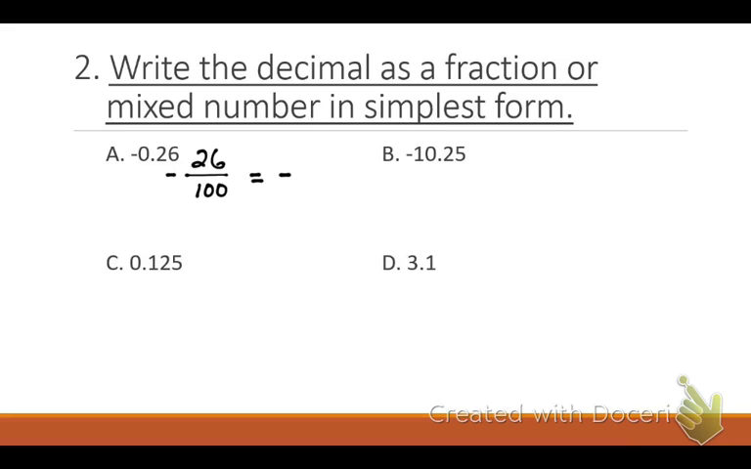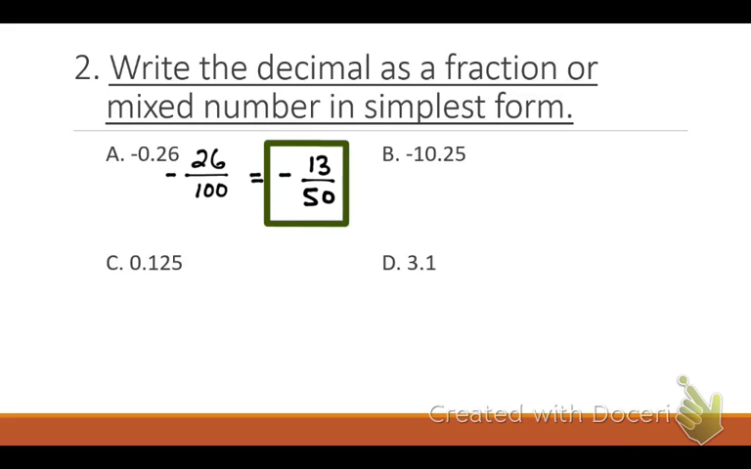What is half of 26? What is it? 13. Very good. What is half of my denominator, 100? 50. Now if I'm looking at the end numbers, are both of those even numbers? No, they're not. Is there anything that can go into a 13 that can also go into a 50? No, there is not. So this is my final answer, negative 13/50ths. So basically what that means is negative 0.26 means the same thing as negative 13/50ths.